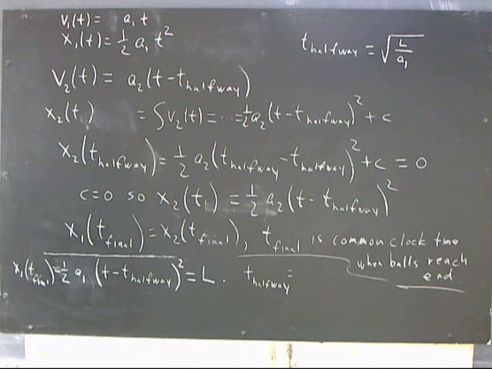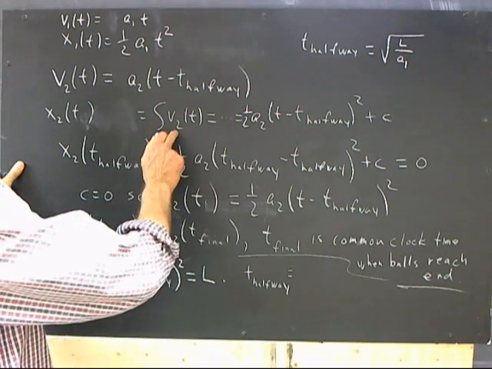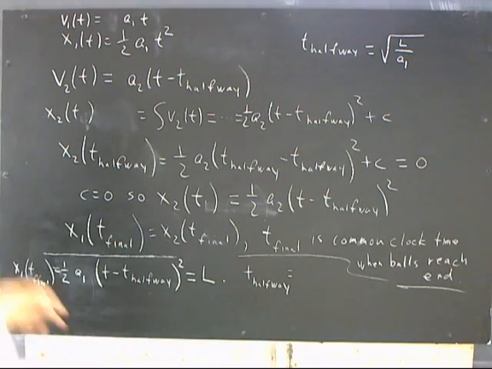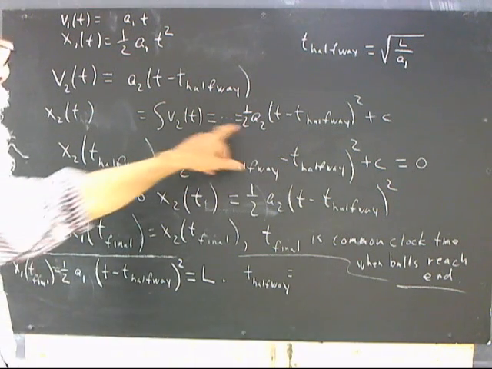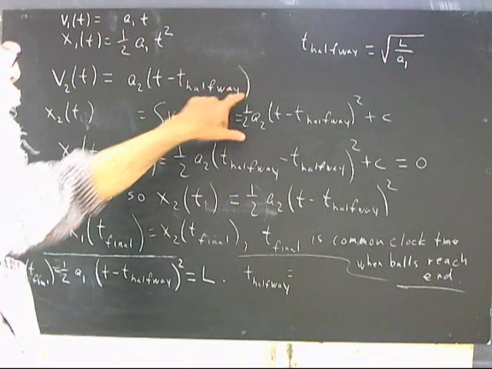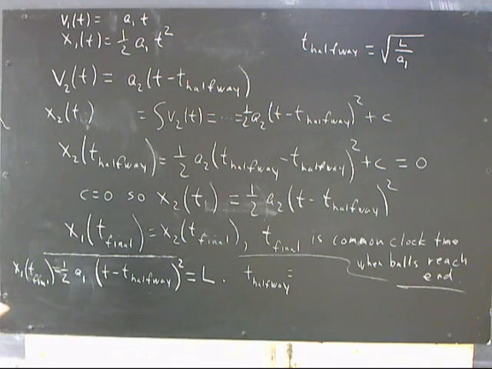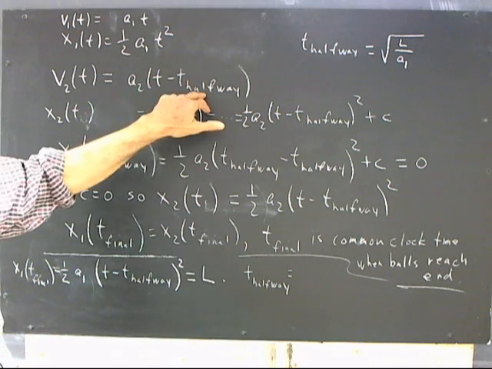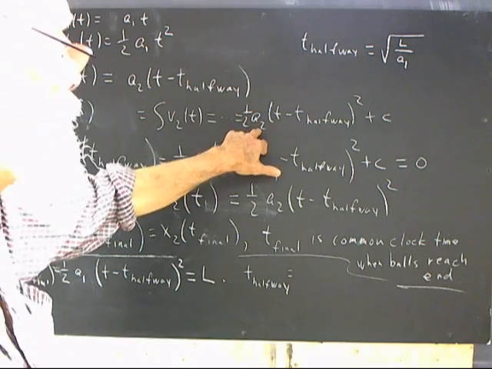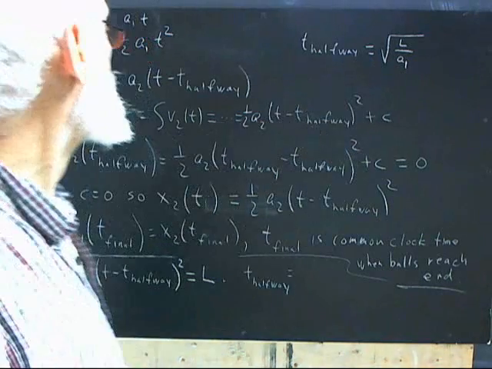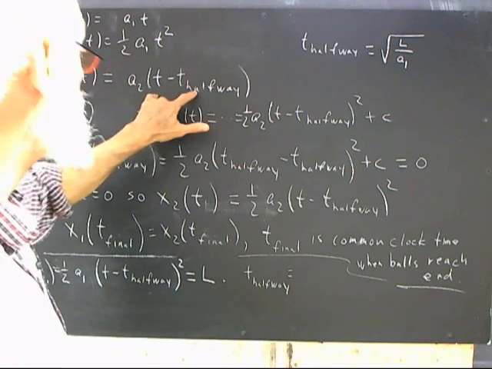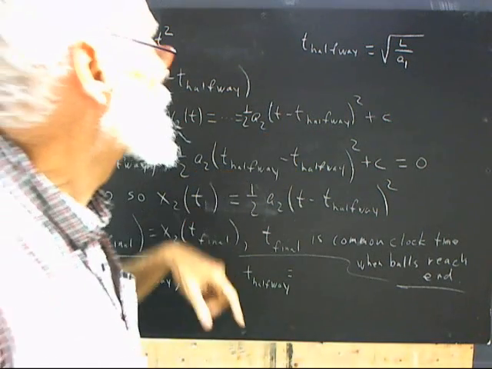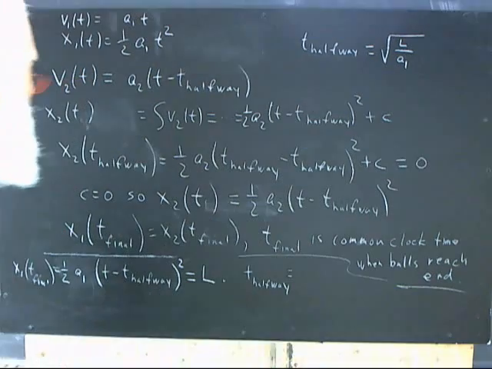x2 of t then equals what? Well, it equals the integral of v2 of t. Applying the initial conditions, we will easily obtain that this integral is, first of all, the integral of a2 times t minus t halfway, so it's going to be 1/2 a2 times t minus t halfway squared. We integrate v2 of t, which is this expression, and we get this. And then we get our integration constant c.